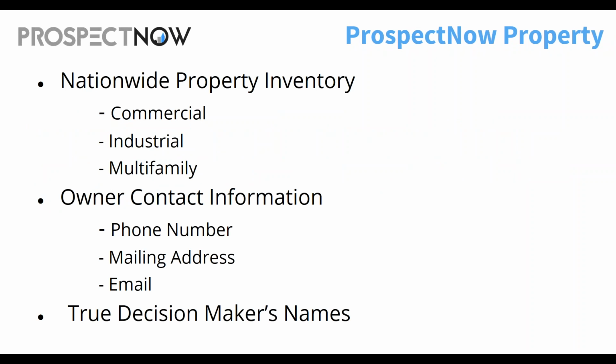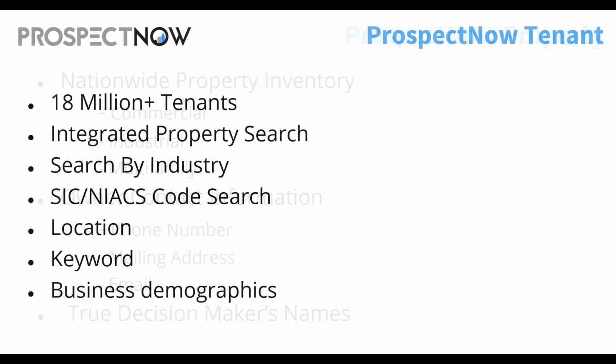But anyway, ProspectNow Property on the commercial side is really where we started, and it's a nationwide property inventory: commercial, industrial, multifamily. You can search with many different filters. In other words, by location, by property type, by property demographic, by owner location, by lending information, get the owner contact information and pierce the veil of the holding company and get true decision maker names.